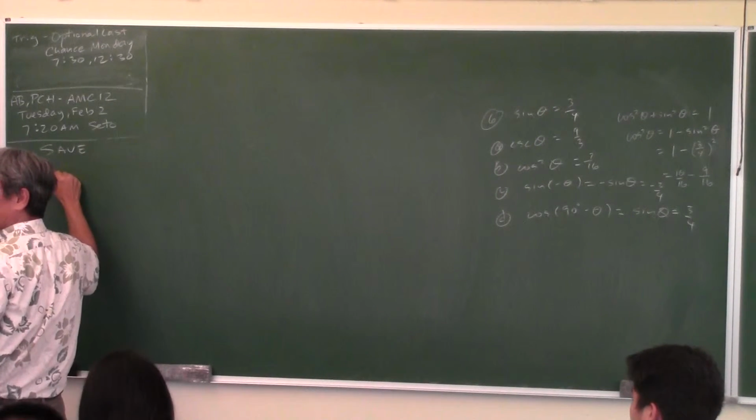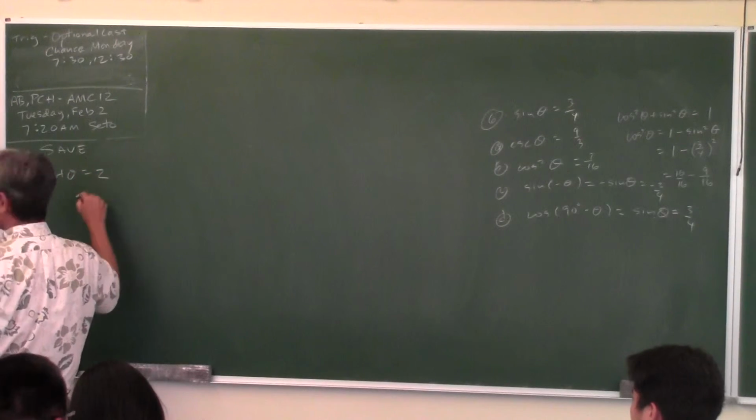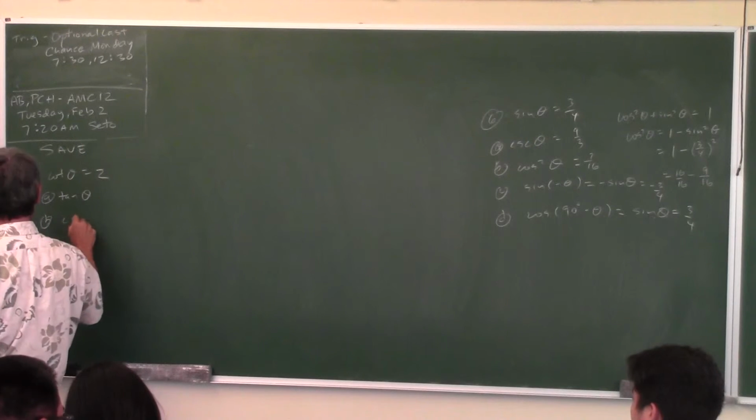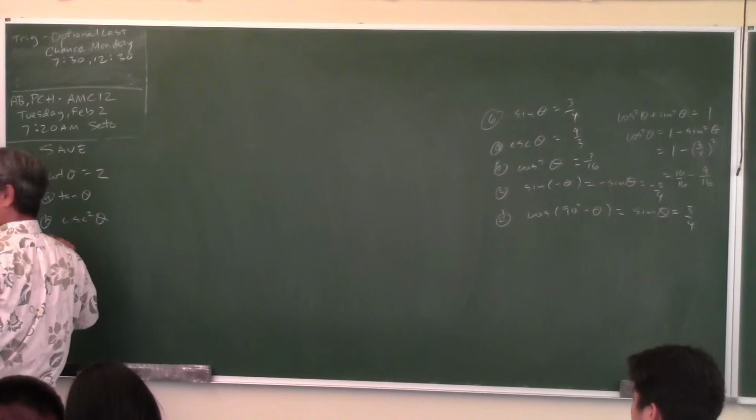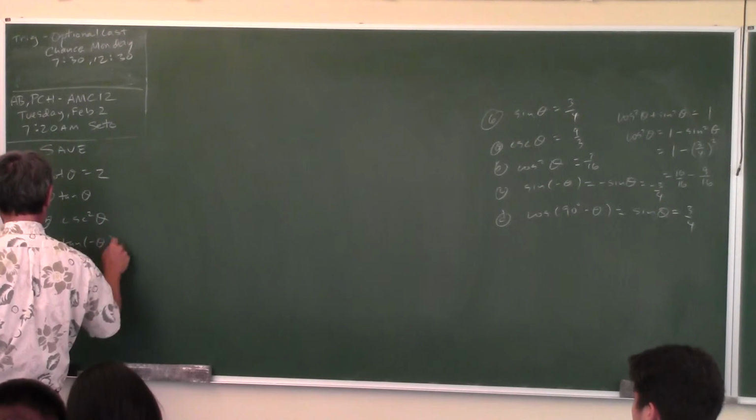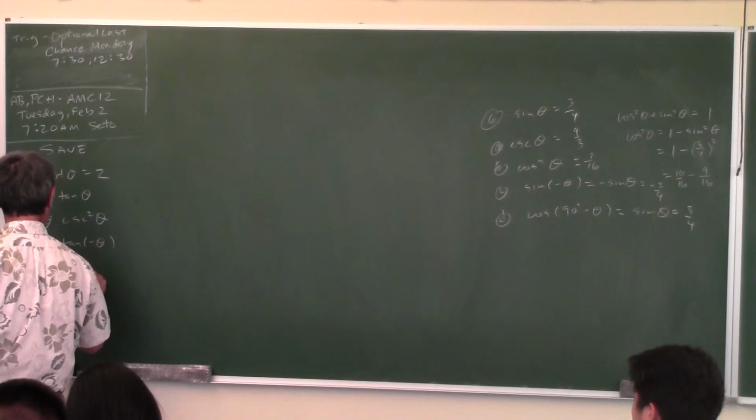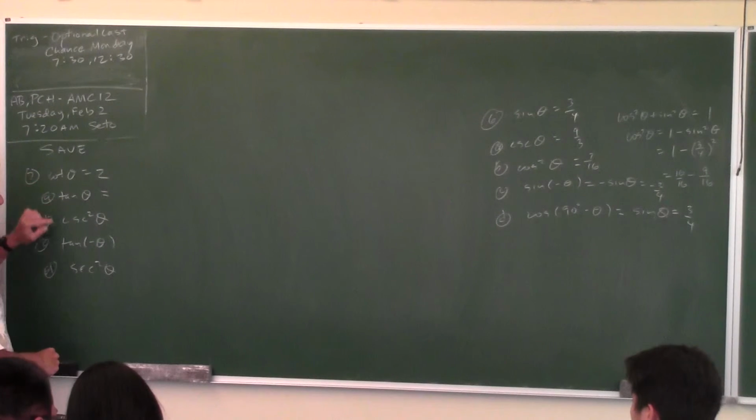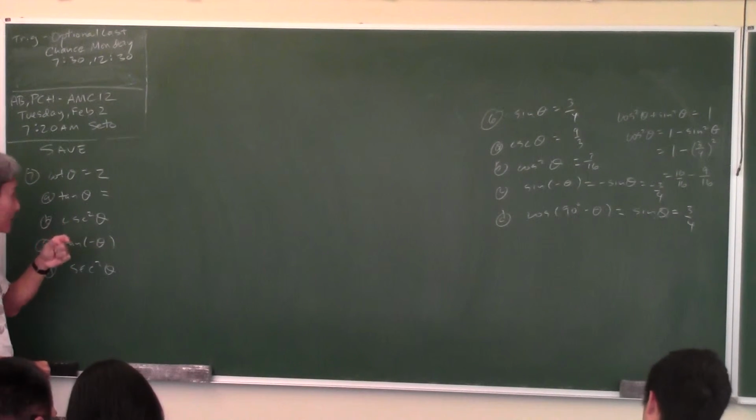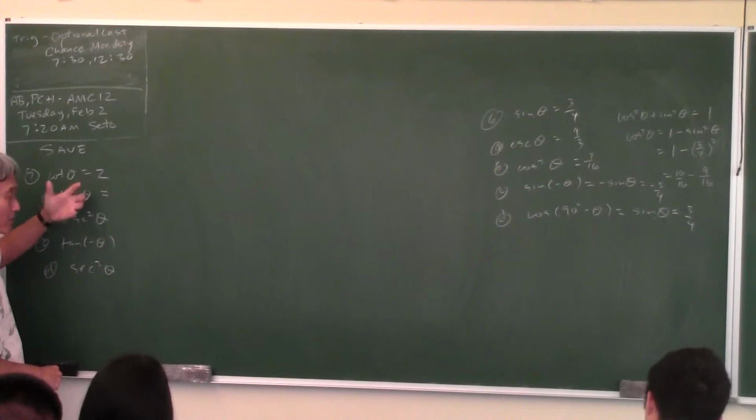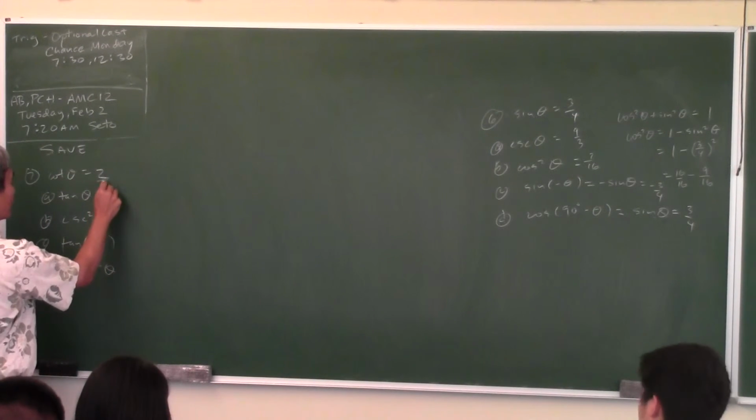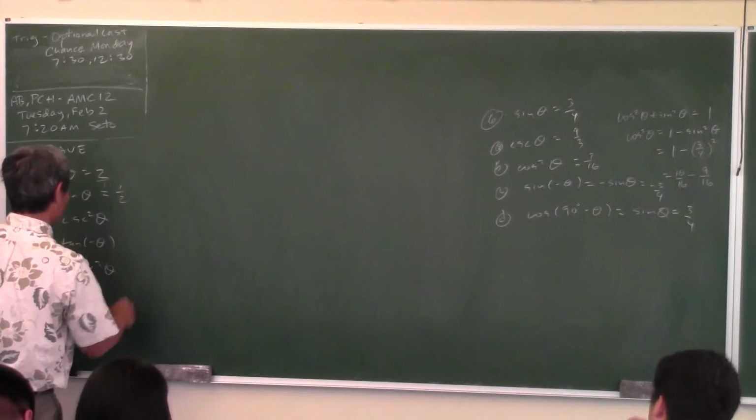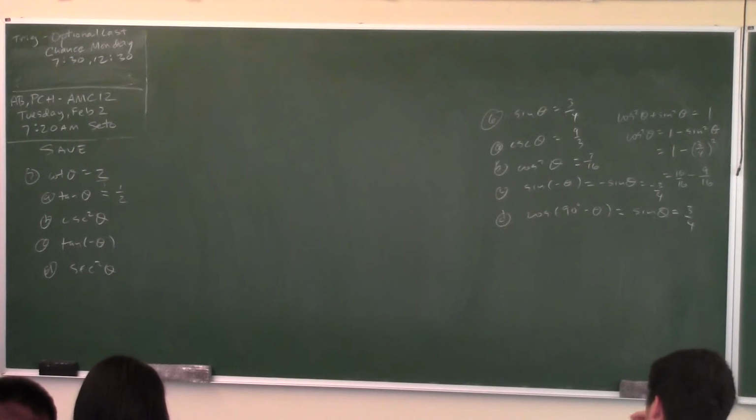Number 7, cotangent theta is equal to 2. Compute tangent theta, cosecant squared theta, tangent of negative theta, and the secant squared theta. Okay, what is the relationship between cotangent and tangent? They're just reciprocals of each other. So if cotangent is 2, flip it over and you get 2/1, flip it over, 1/2. That's like the easiest 4 points you can get.